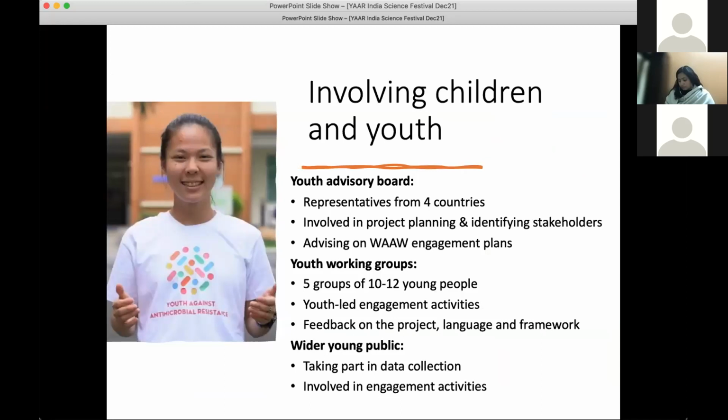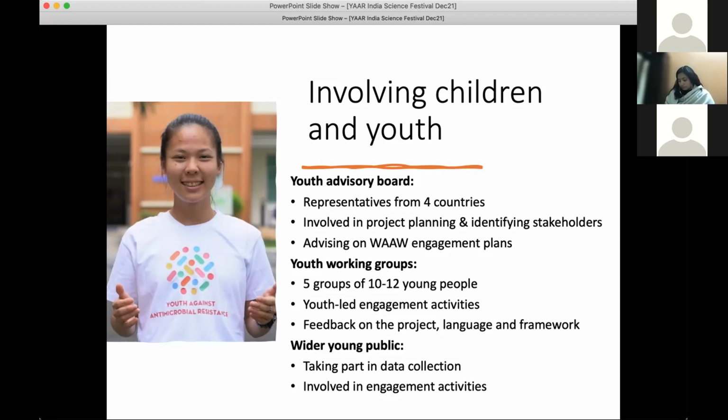So how did we involve children and young people throughout the project? First off, we had a youth advisory board, and this was representatives from the 4 countries. They were older young people because we required them to have quite a good knowledge of English and to have their own devices so that they could connect to online meetings. And they were involved in giving us feedback on the project planning, identifying key stakeholders, and advising on the engagement plans. We then went on to set up 5 groups of young people in each country who led on the engagement activities.